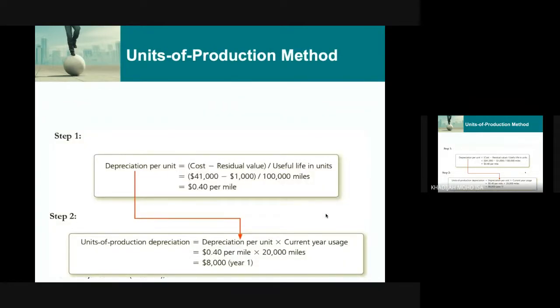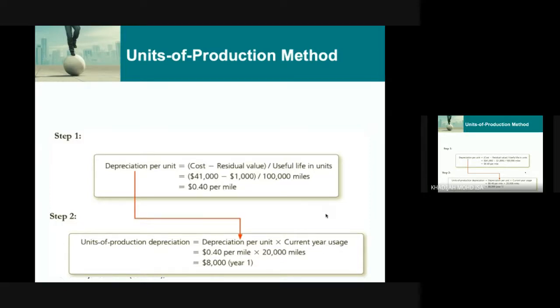In terms of the unit of production method, for depreciation per unit, you have to compute the cost of the asset, which is 41,000, minus residual value, over useful life in units. In this case, it was given that the useful life in units is 100,000 miles. So the depreciation per unit is 0.4, or 40 cents per mile.